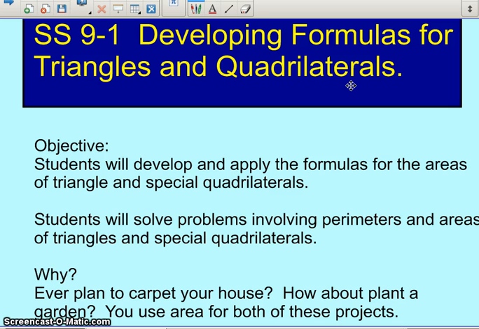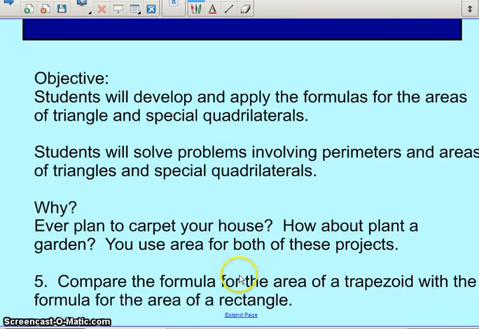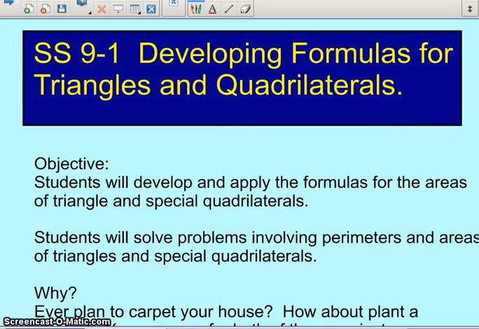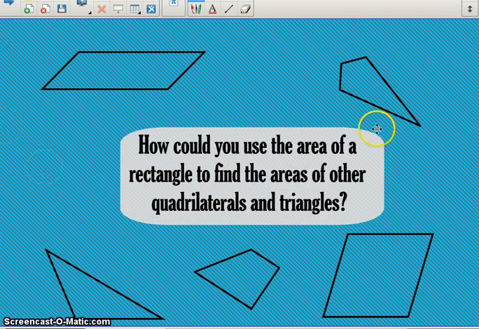This is section 9.1, developing formulas for triangles and quadrilaterals. In this section, we're going to learn some different formulas that you're going to have to use. State assessment's going to have a lot of these formulas on it. Make sure you learn this. Make sure you always read the objective, read the why, answer number 5, and have the title in your notes. Let's roll past this page.